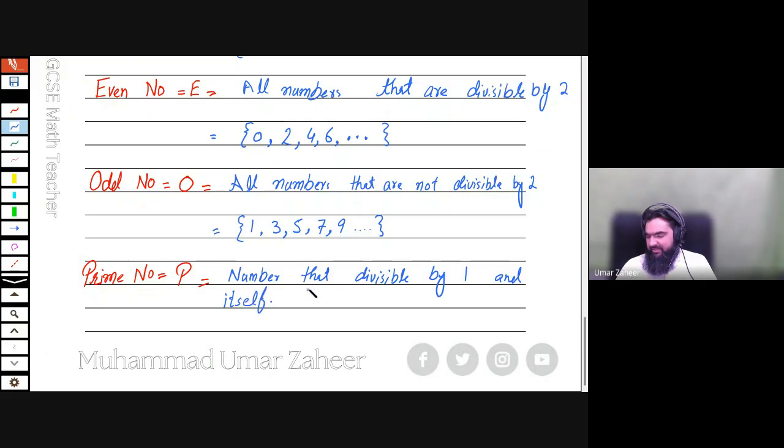So it means that prime numbers must have two divisors. That's the reason 1 is not a prime number, because 1 is divisible by 1 and 1 is divisible by itself, but it's a single number. So that's why we will not take 1 as a prime number. So in this one, we are going to get the prime numbers. The first prime number is 2, 3, yes.